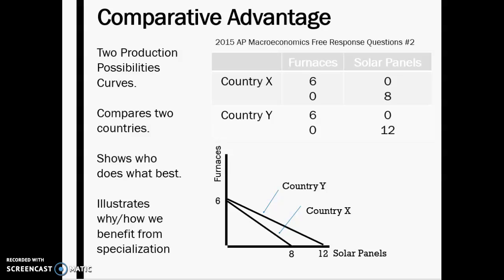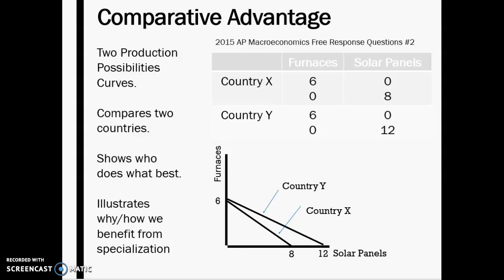You look at which country has the lowest opportunity cost. So if country Y makes furnaces, they give up more solar panels. So their opportunity cost of making furnaces is higher than country X. So in this situation, country Y should make solar panels and country X should make furnaces, and that way they both are able to produce more.